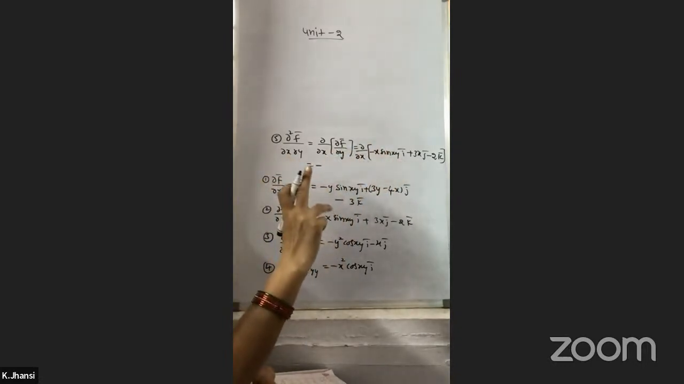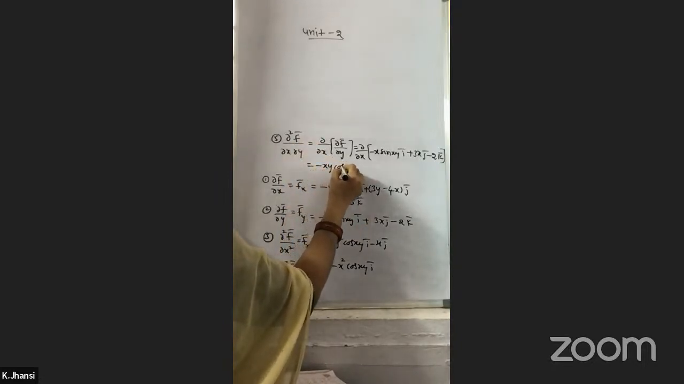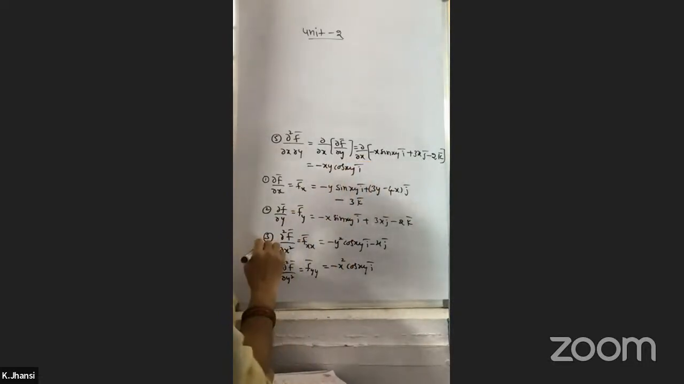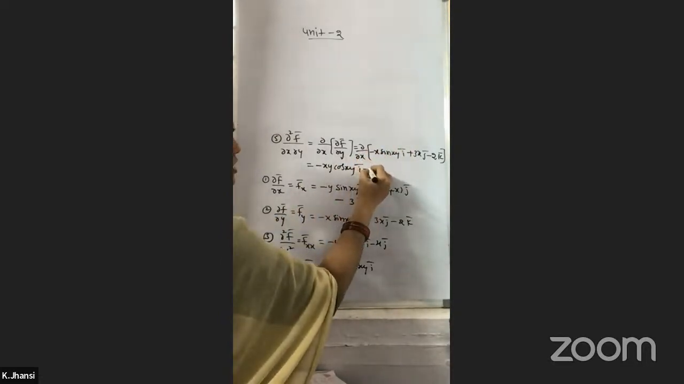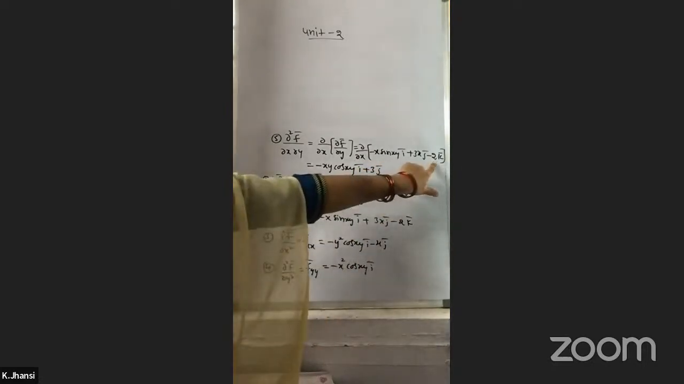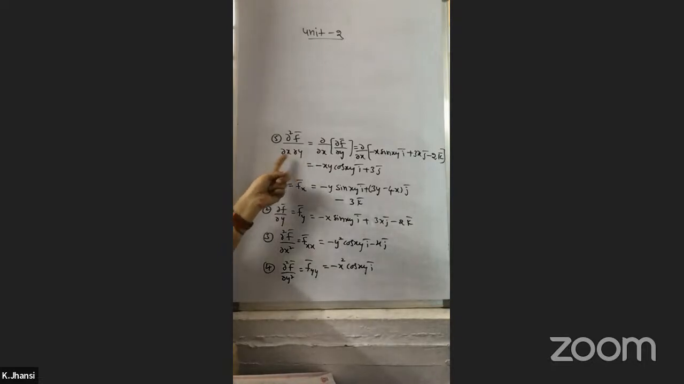and here this x is there, no, x variable will become 1 and y will be there. So that means minus xy cos xy I, and this 3x will become 3j, and here no variable, so it will be 0. So this is the answer for partial differentiation with respect to x and y.